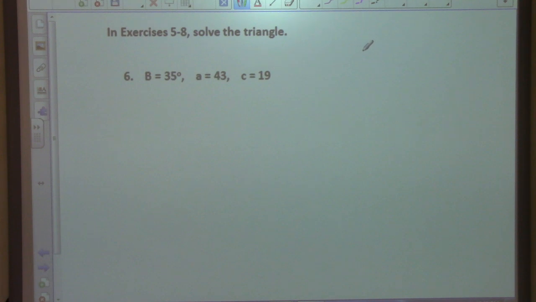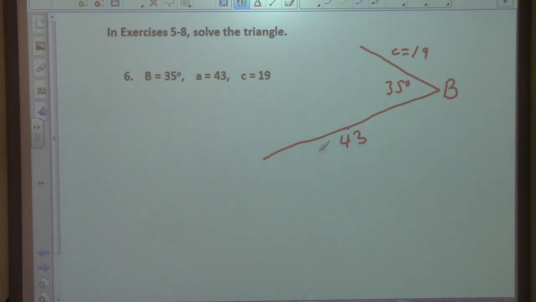So here's your angle B right here, right? And we know either side of angle B, we have one side, because you see these different letters and one of them an angle, that's going to be a side angle side. So this little c here is going to be 19. This angle here is going to be 35 degrees. And this side here is going to be 43. And that's going to be little a. So that means that this is going to be angle A over here, and this is going to be angle C.